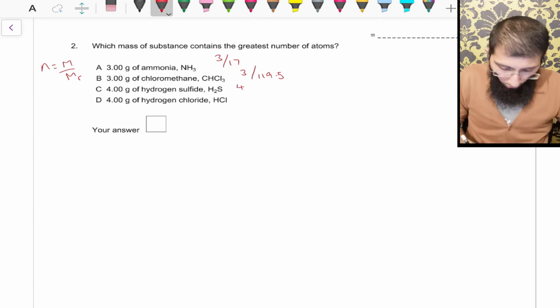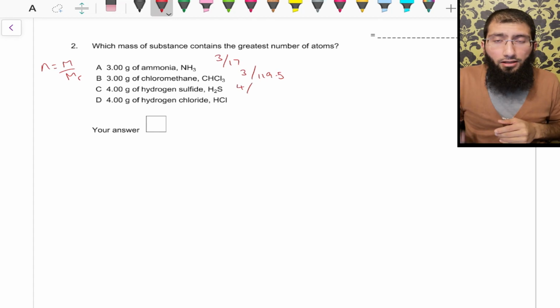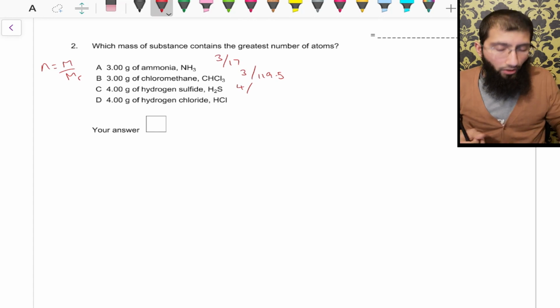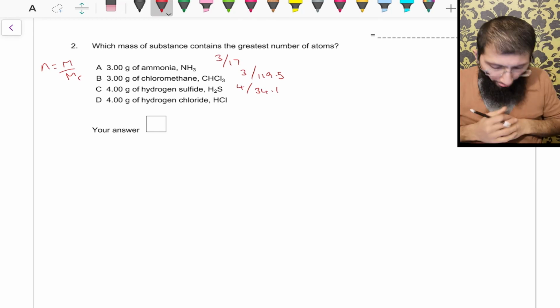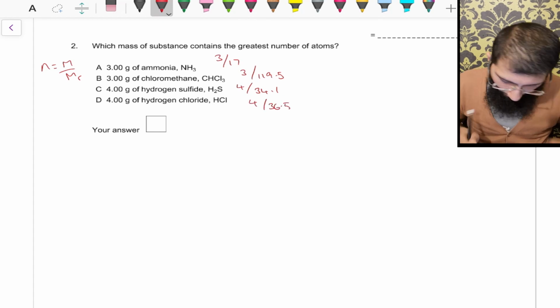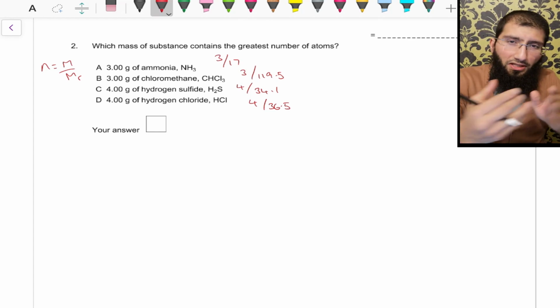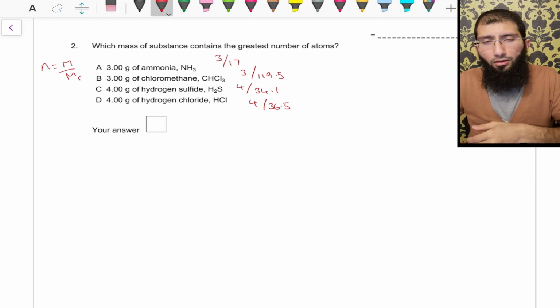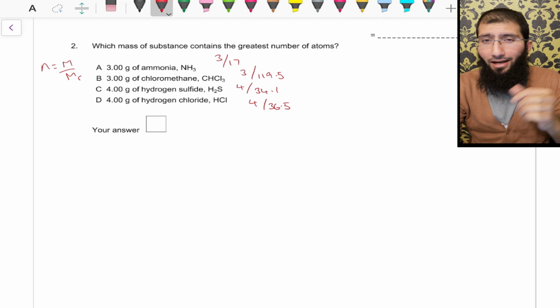In this case, it's 4 grams. I'm going to divide it by the MR of H2S. Sulfur is 32.1. We've got 2 hydrogens, which are 1 apiece, so that's going to be 34.1. And I've got HCl for option D, so 4 grams divided by 36.5. Now, I could follow this up by working out what these fractions are, and then working out the moles calculated and multiplying that by Avogadro's number.